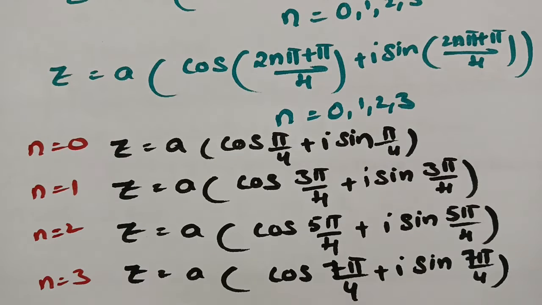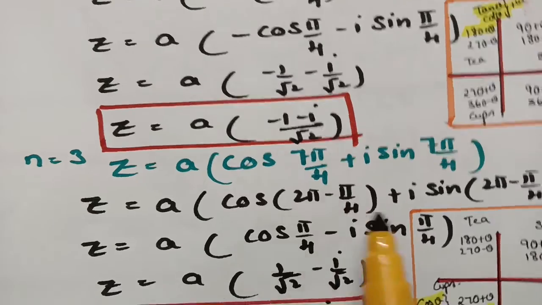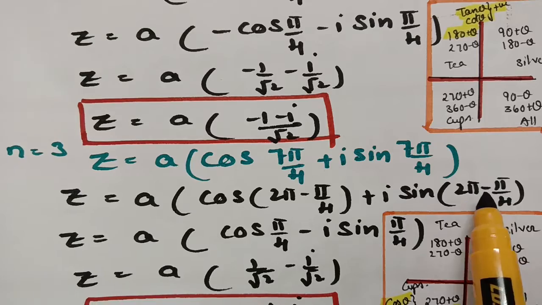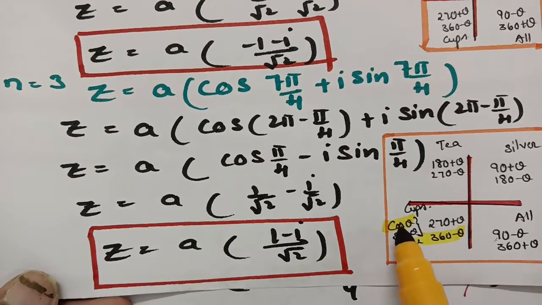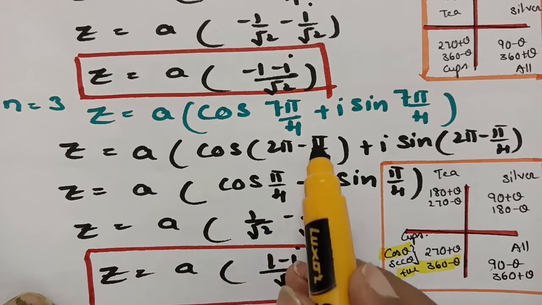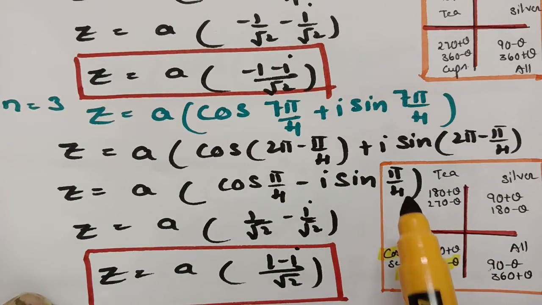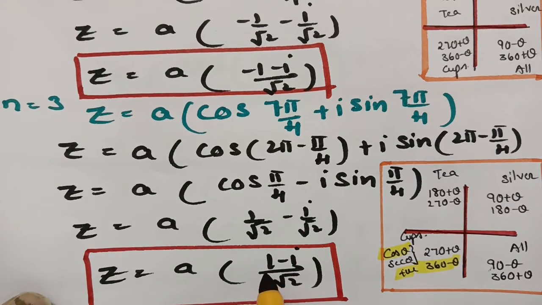And after keeping n is equal to 3, z is equal to a times cos 7π/4 + i sin 7π/4. Clear? 7π/4 can be written as 2π minus π/4. See, 2π is nothing but 360 minus theta. Coming to this, here is 360 minus theta, where cos and secant are positive. So cos value is positive, that is cos π/4, and the rest are negative, that is minus i sin π/4. Clear? So this is 1 by root 2 minus i times 1 by root 2, and this is our fourth pole value.